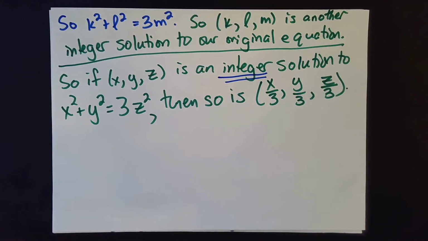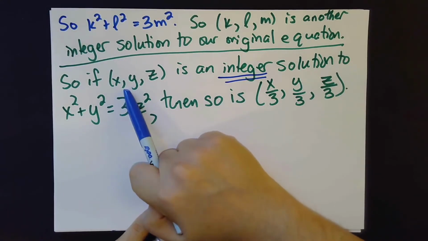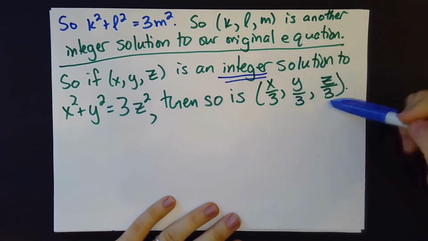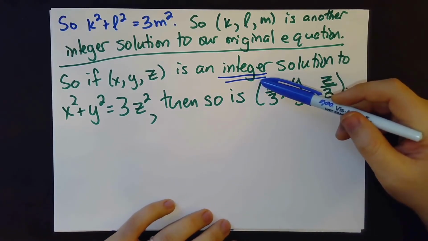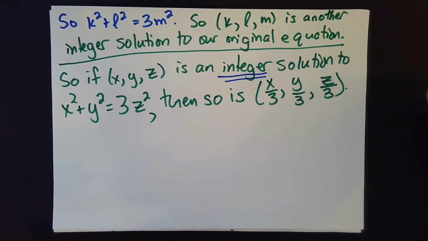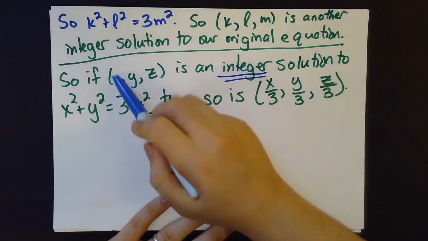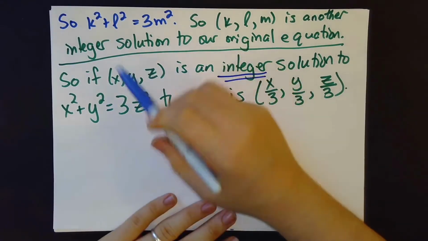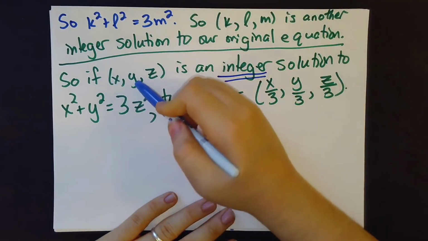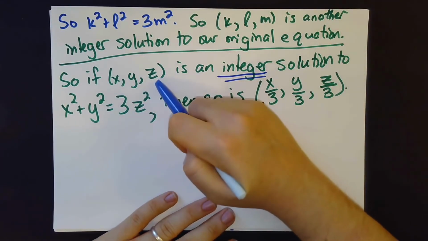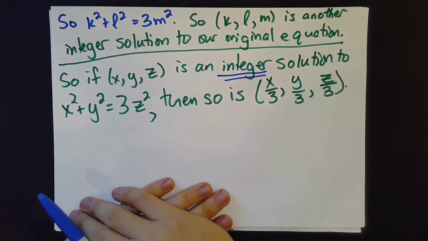Now, this might raise your spider senses a bit, because I started with an integer, and then I divided it by some stuff, and I claim it's still an integer. And I mean, a priori, that's not a problem, right? This could be like 9, 9, and 18. And so I divide it by 3, by 3, and by 3, and I would get 3, 3, and 6. That's still integers, that's fine.